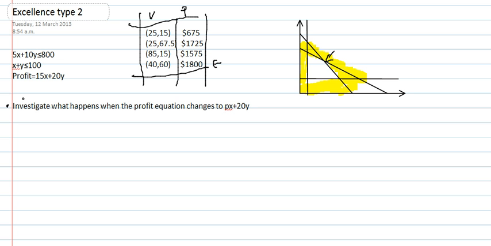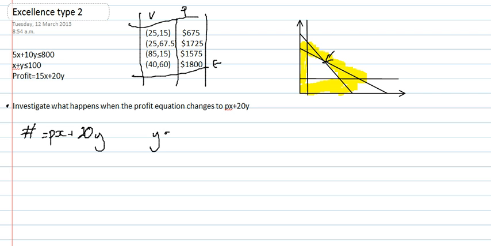And basically, there are two types of excellence type 2 questions. They can ask you, investigate what happens with this profit changing if we keep this point, or investigate what happens to that profit changing if now we have multiple solutions. And the technique is the same on both of them. My new profit is a number, so I'm going to use the hash sign as a number, and that equals px plus 20y. Now, I want to know that in terms of y, so I'm going to rearrange.